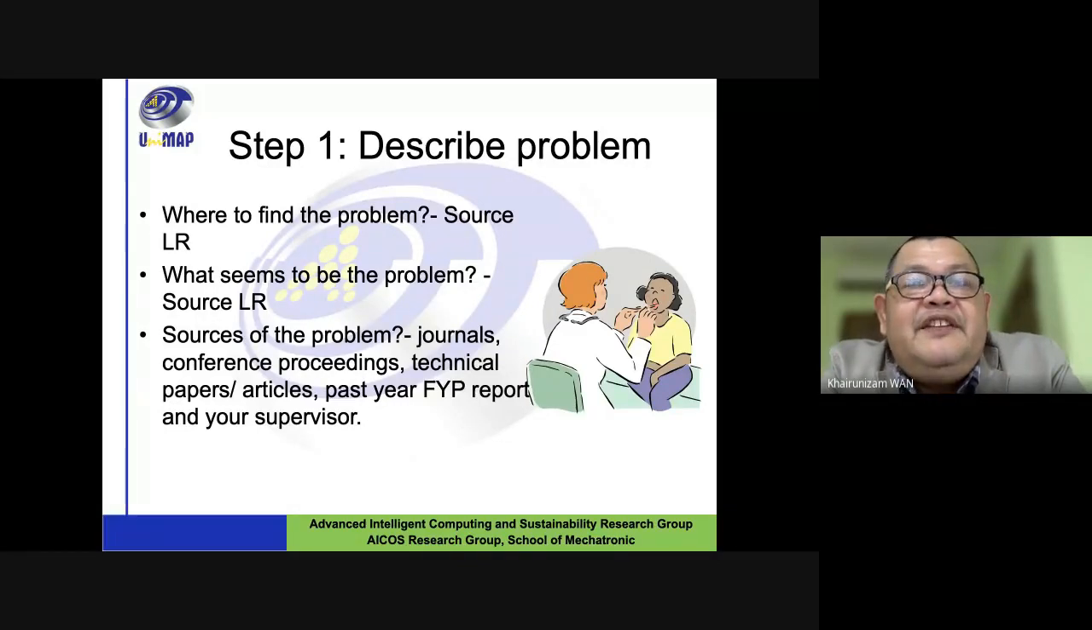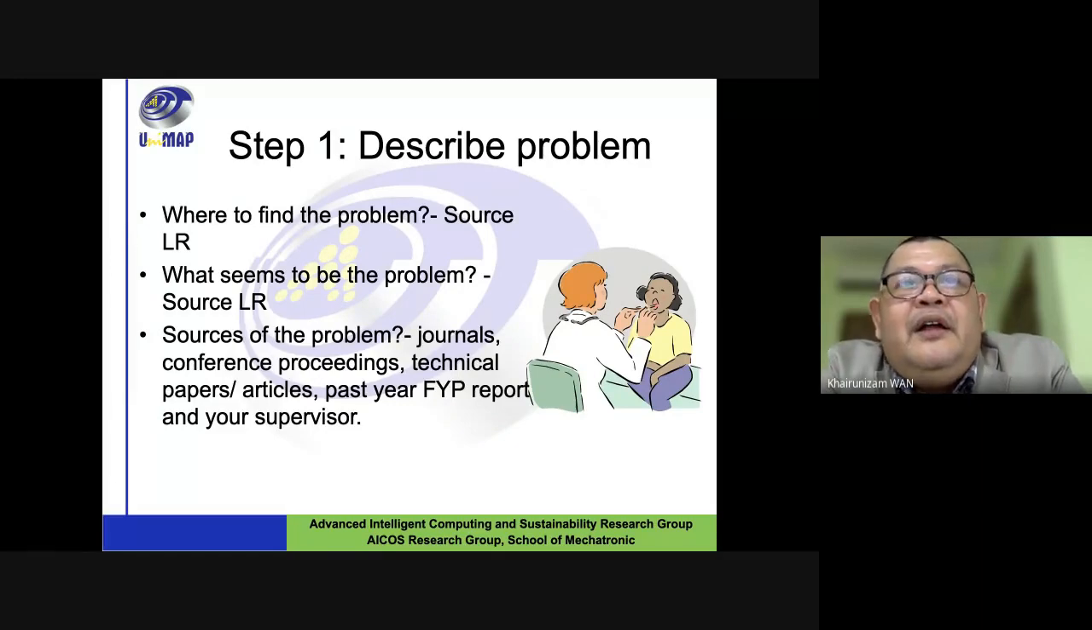The best one is journals. A good journal could be the best source of problems. And a conference proceeding, a good proceeding, could be the best source of the problem. Technical papers or articles, past year FYP reports, and your supervisor. So these are good sources of material or articles for you to identify a problem.